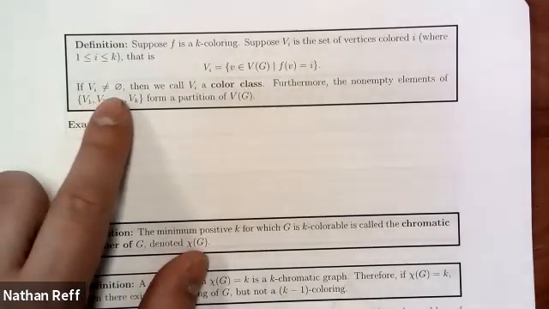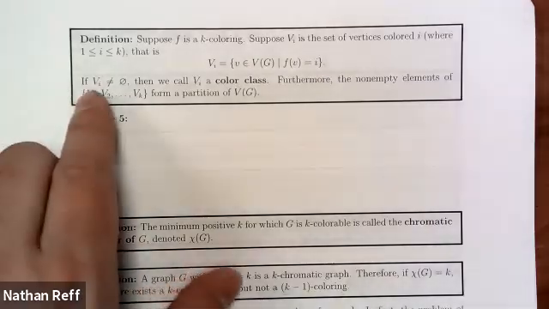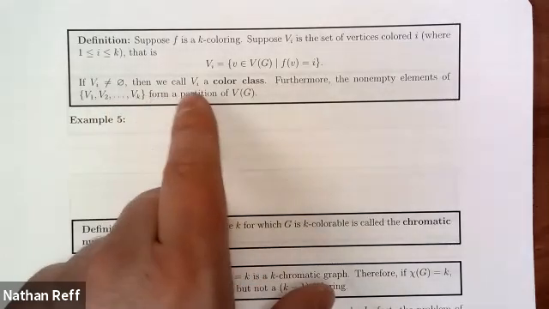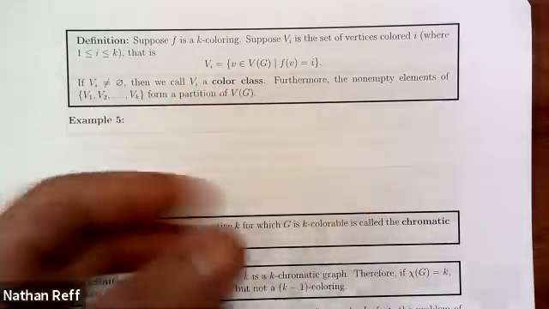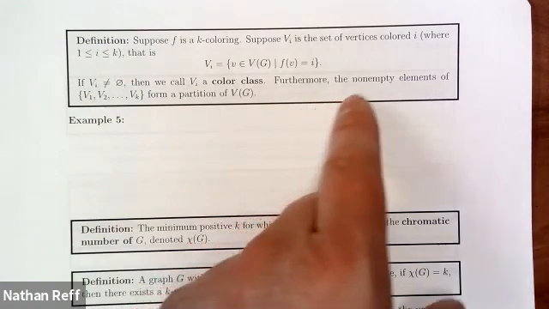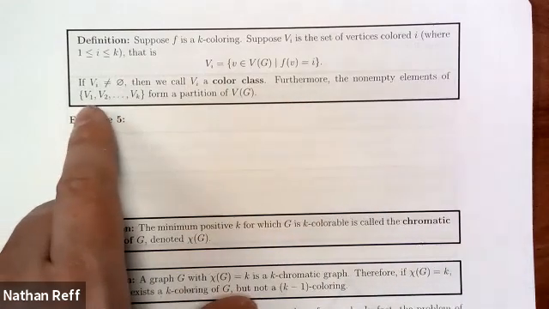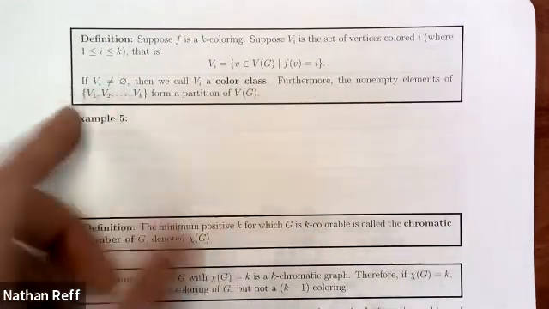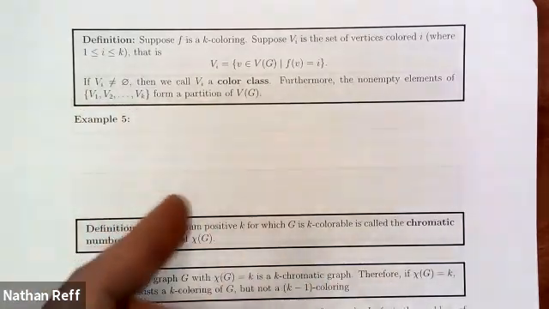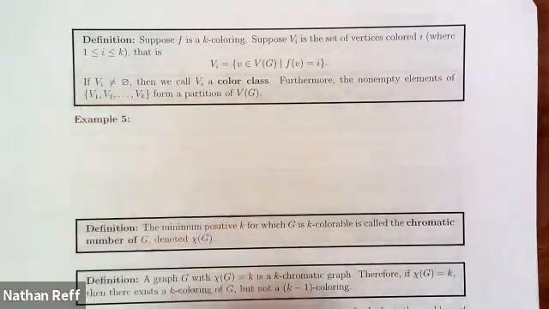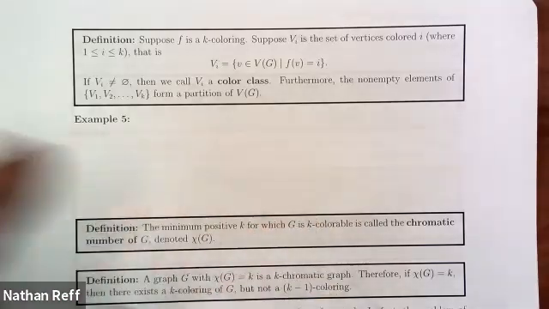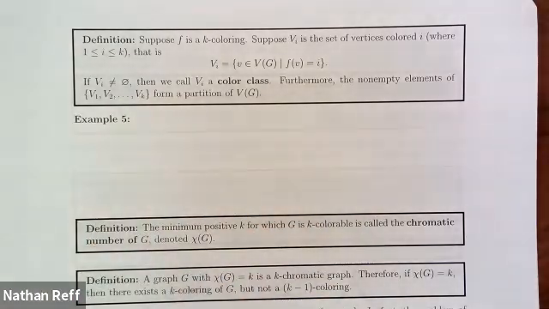As long as this vertex set is non-empty, so there actually is a vertex in the set V_i, then we call V_i a color class. Furthermore, the non-empty elements of the set of these color classes form a partition of the vertex set. This is kind of interesting because it's a method of partitioning the graph up, at least by vertices. So let me give you an example of this.